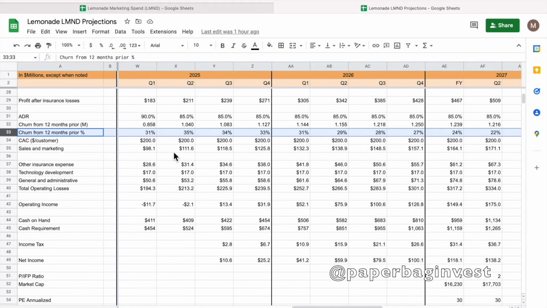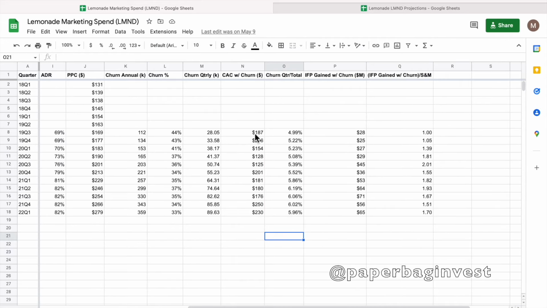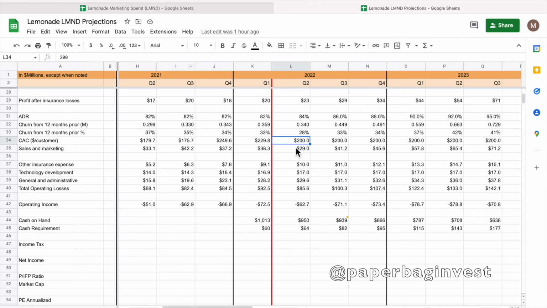And then my sales and marketing from that is just a function of what's your cost per customer on a churn customer basis, so including the customers that churned away. When you flip back here, I had that number, customers with churn. If you look at that average, it was $183 over the last few years. So I stuck with $200 per customer.